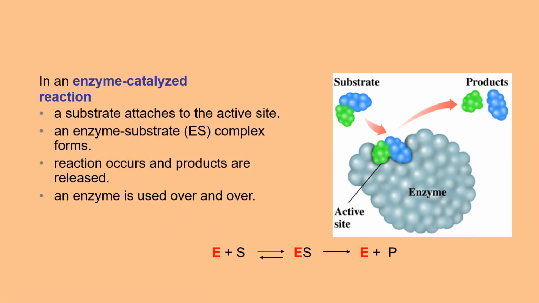In an enzyme catalyzed reaction, a substrate attaches to the active site. Then an enzyme substrate complex, that is ES, is formed. Reaction occurs and the products are released. This enzyme, as mentioned earlier, can be used over and over again.